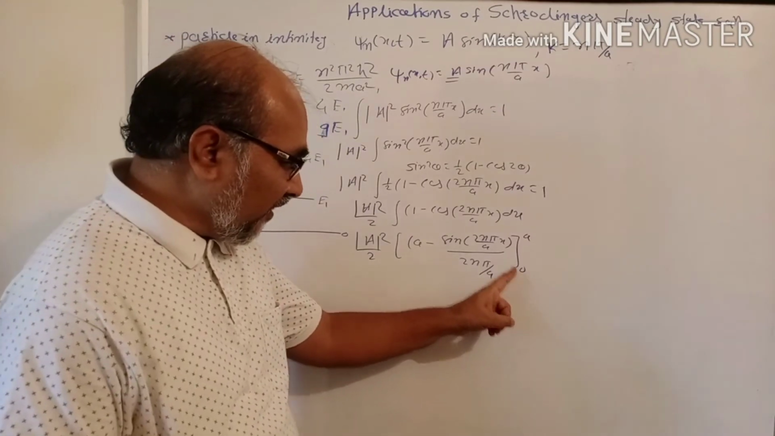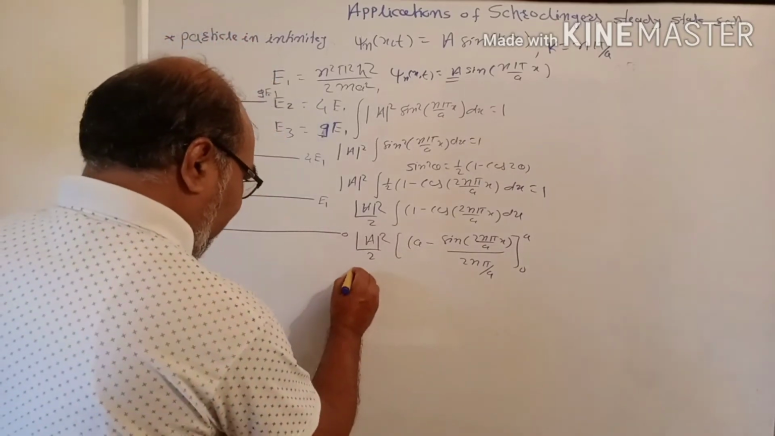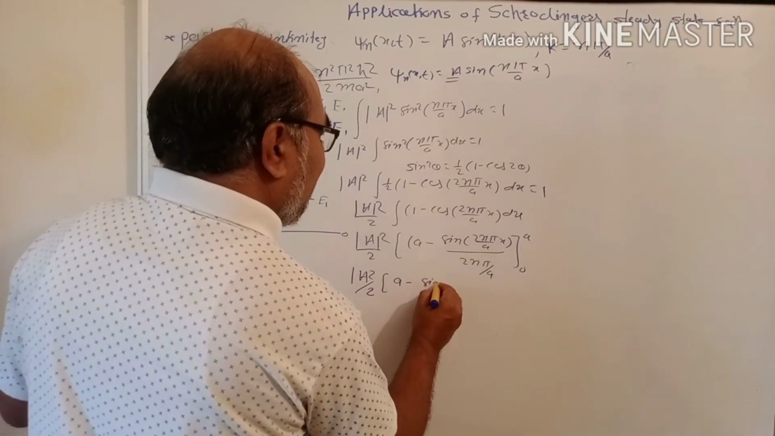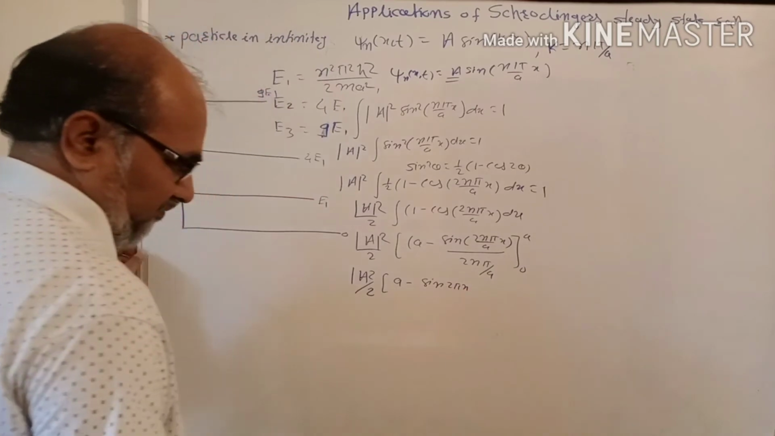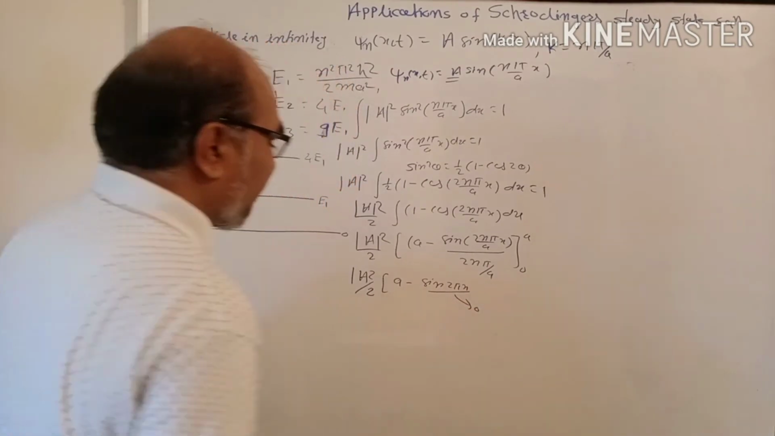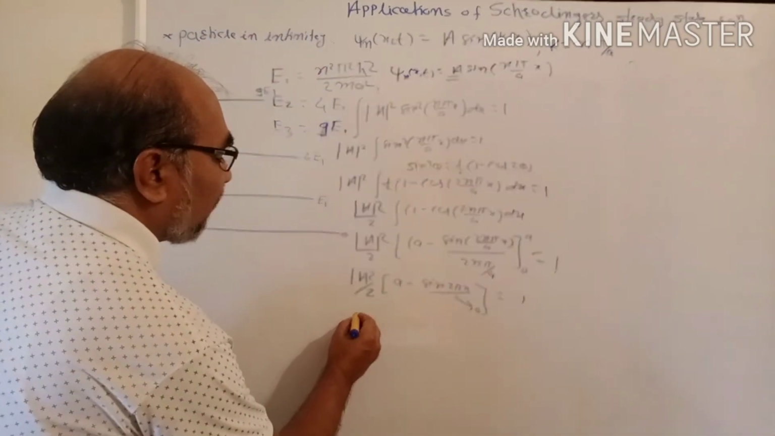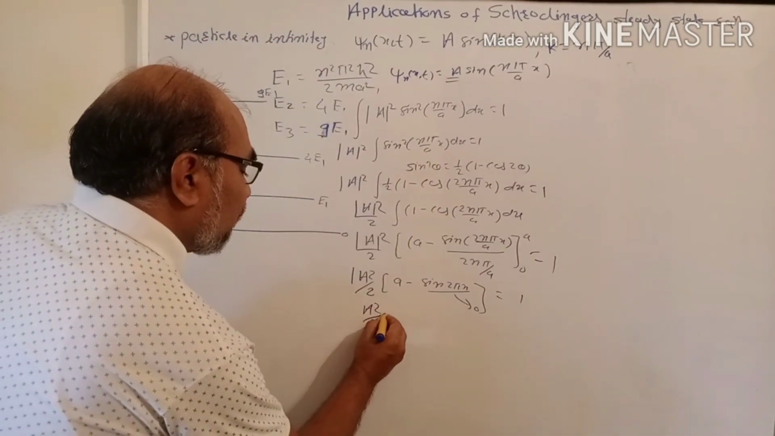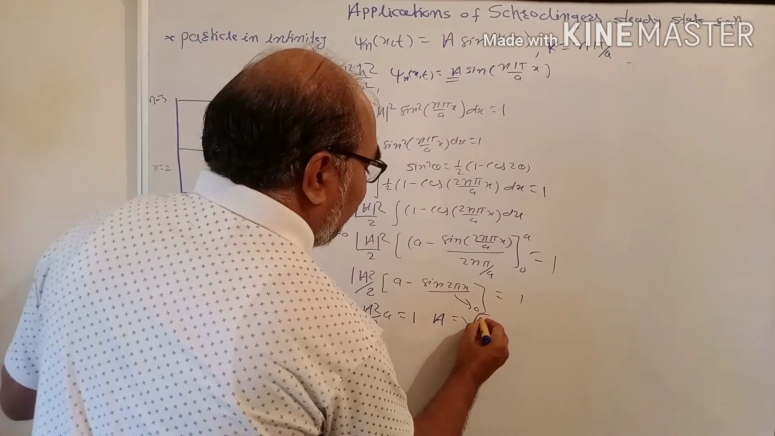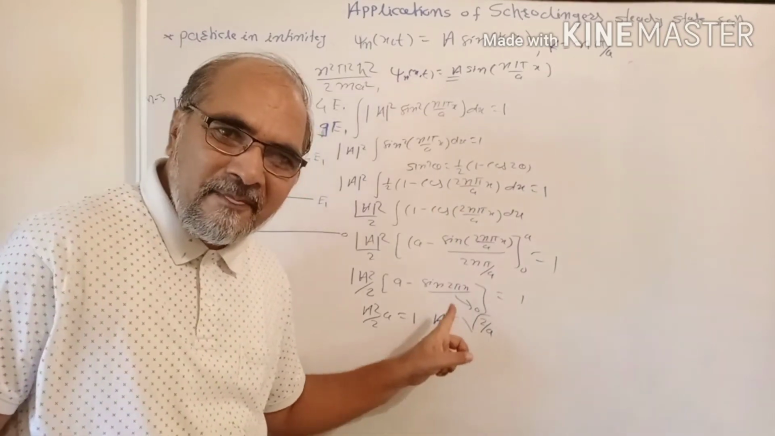When we put the limits 0 minus a, we get mod of a squared by 2 into bracket a minus sin 2 pi n. The value of sin 2 pi n is 0, and therefore this is equal to 1. So a squared by 2a is equal to 1, and therefore a is equal to root 2 by a. This is the value of the normalization constant.